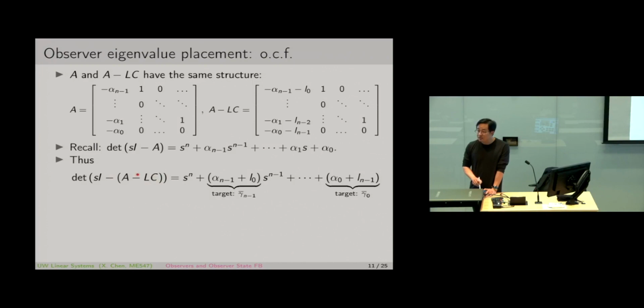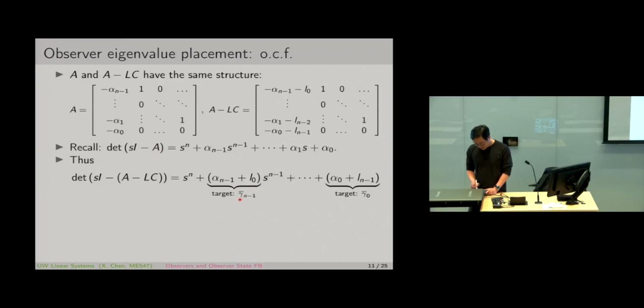Because A and A minus LC have the same structure, we actually don't need to do the matrix algebra or use the linear algebra formula to compute the determinant. We can directly read it out, because they have the same structure. The determinant is going to be s^n plus the negative of the 1,1 entry here, which is alpha n minus 1 plus L0, times s^(n-1), and all the way down, the last constant term is the negative of the last element in the first column, which is alpha 0 plus Ln minus 1.